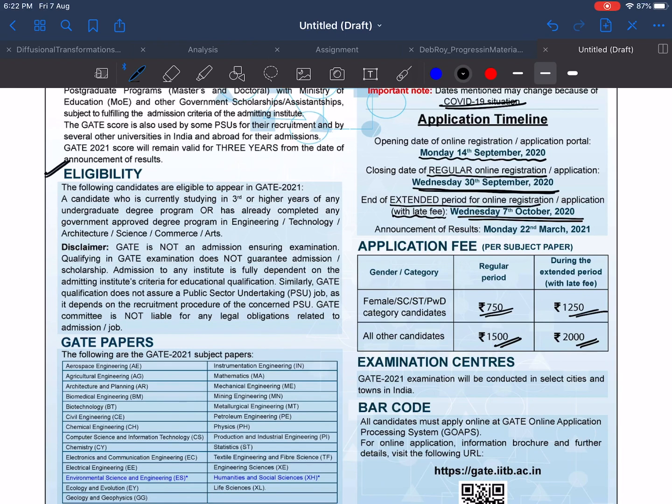One more important change it brought is the eligibility. Here you can see even third year students can give their GATE exam, which is a golden opportunity for third years. They can write two times now. If they did not do well in the first attempt, don't worry, without even completing your BTech itself, you can give your second attempt also. So that's a good thing.